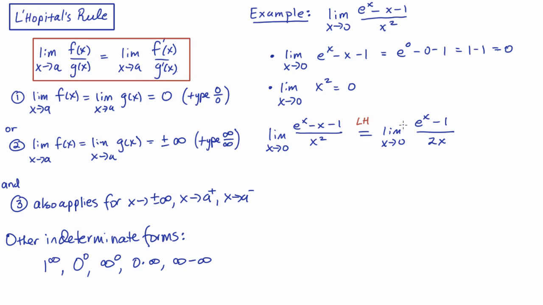So I need to also go back and check for indeterminacies here. Can I simply apply the limit at this point? If I tried to apply it in the top, I'd get e to the 0 minus 1, which is 0. If I tried to apply it in the bottom, I'd get 2 times 0, which is 0. I still wind up with a 0 over 0 indeterminacy, so I can't say that the limit is anything at this point. What I can do is go back to L'Hopital's.